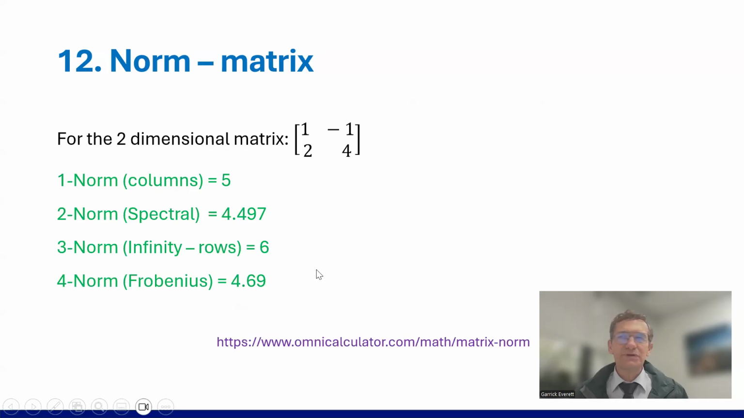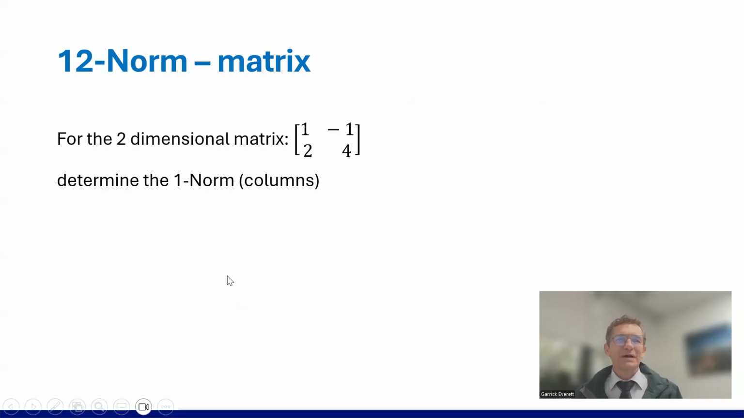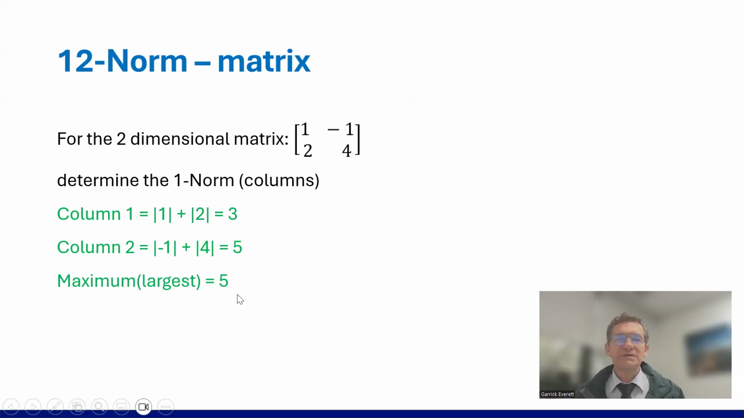Now here you're doing it. Here we're going to do it step by step, so you know what to do in a test. Okay, determine the 1 norm, which is the columns. So all we're going to do is add up the columns. 1 plus 2 is 3. So absolute values, absolute values. 1 plus 4 is 5 absolute values. The biggest number, the maximum, is 5. That's the answer. The 1 norm is therefore 5. Okay.